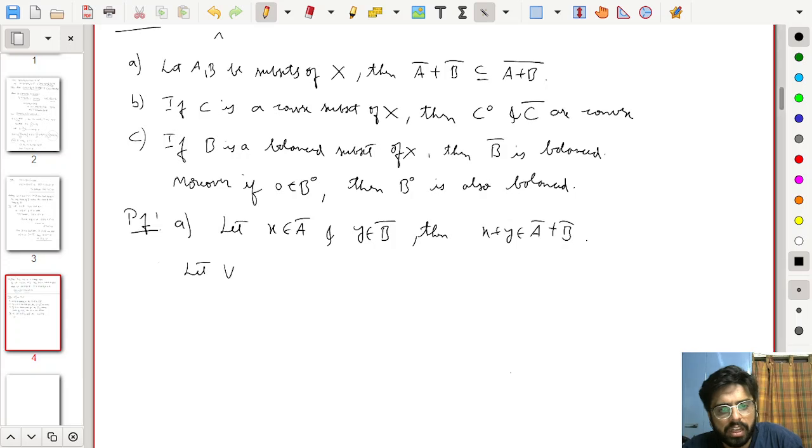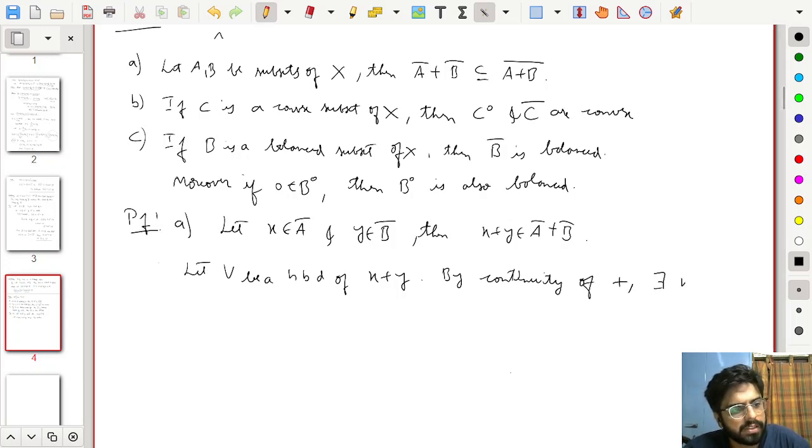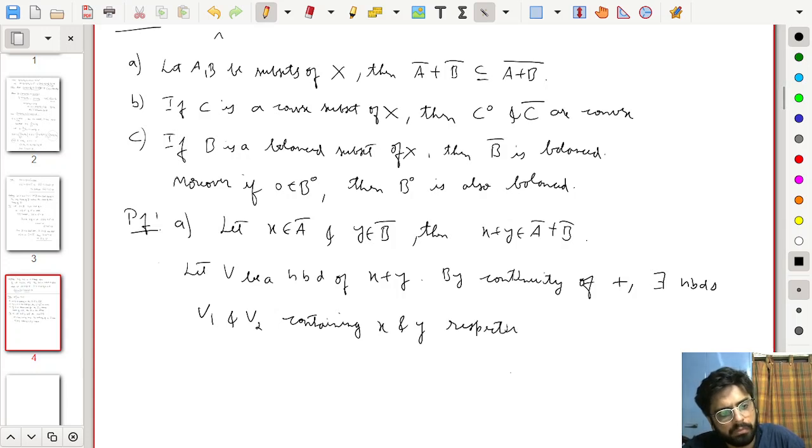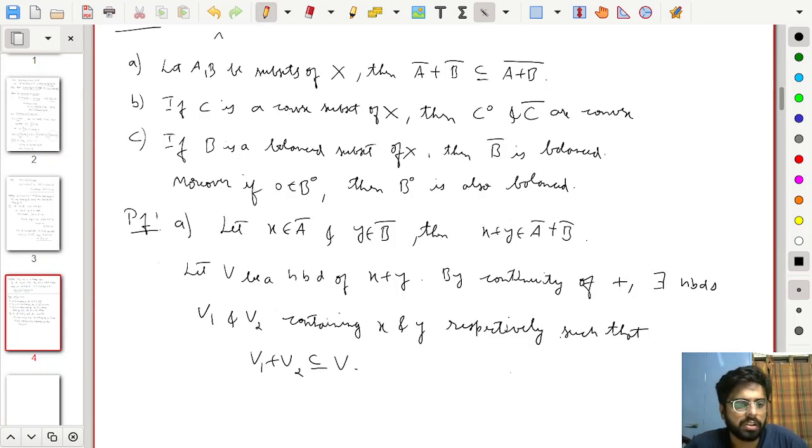So let V be a neighborhood of x plus y. By continuity of addition, there exist neighborhoods V1 and V2 containing x and y respectively, such that V1 plus V2 is contained in V. This is because of the continuity of the addition, right?